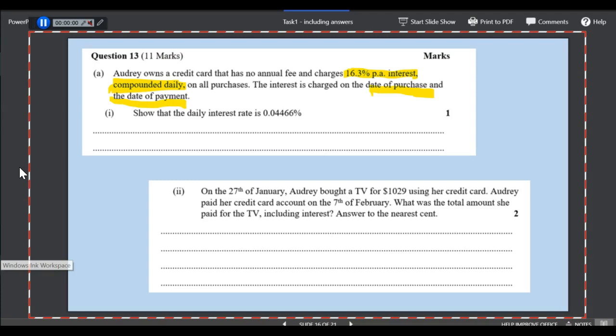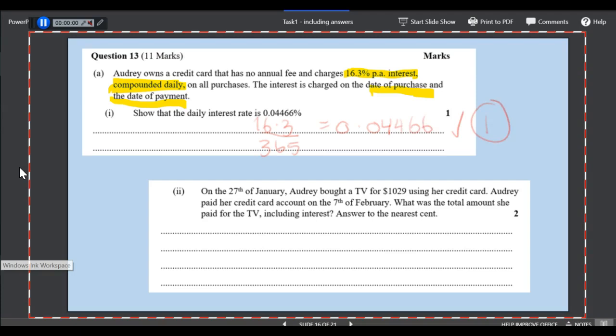Okay, most people got this section. 16.3 per year divided by 365. That's what I'm looking for because to show that question, I'm not looking for the answer. Of course, the answer's there, show that. And most people got 1 mark for that.